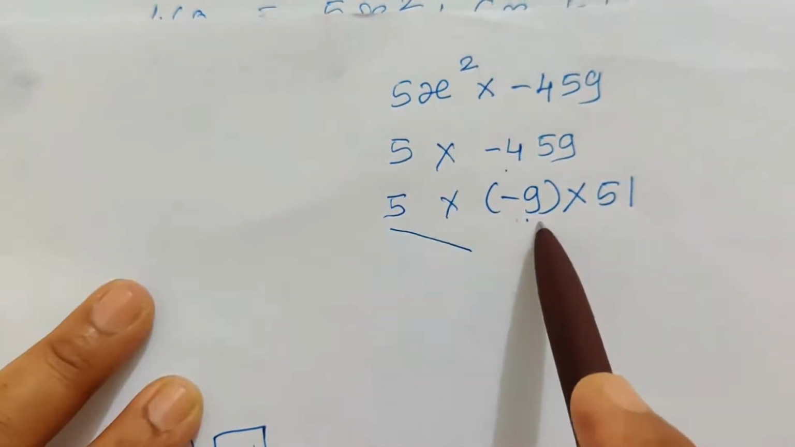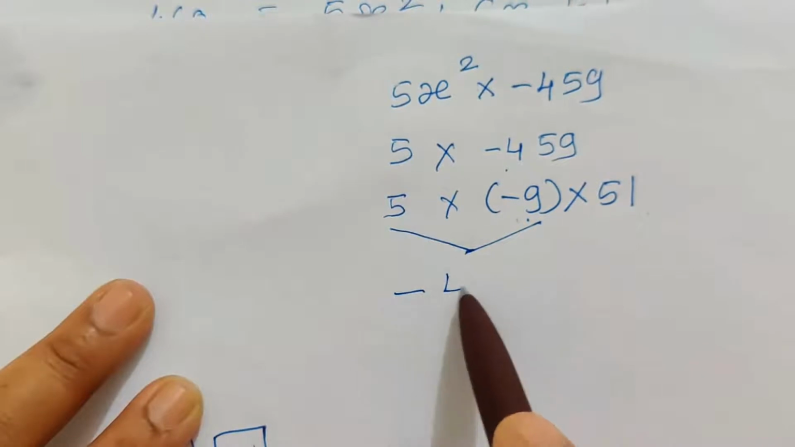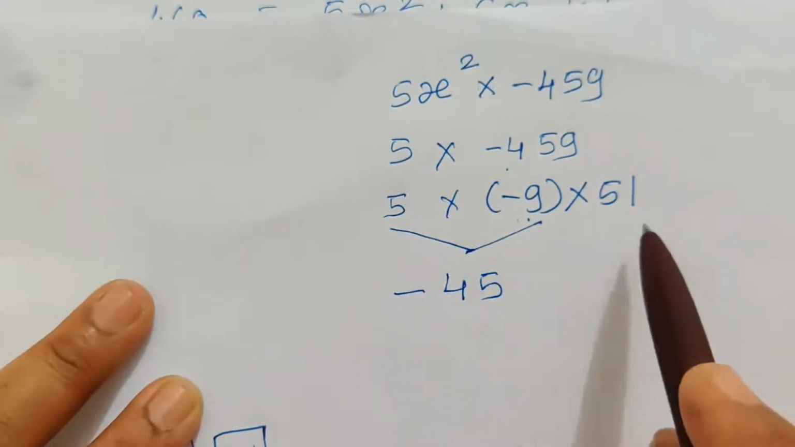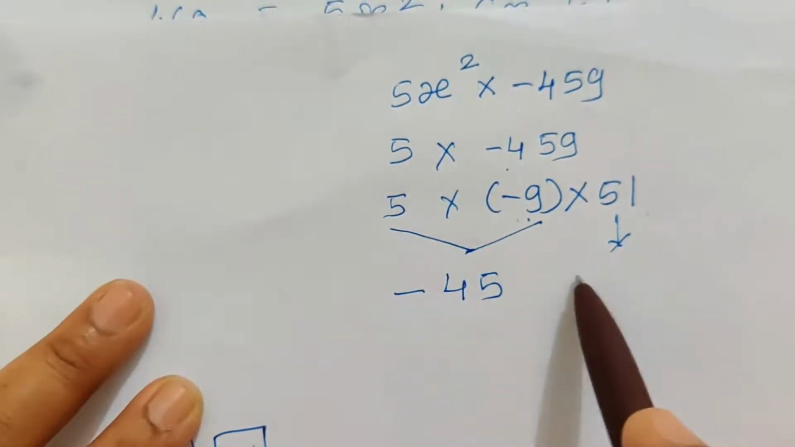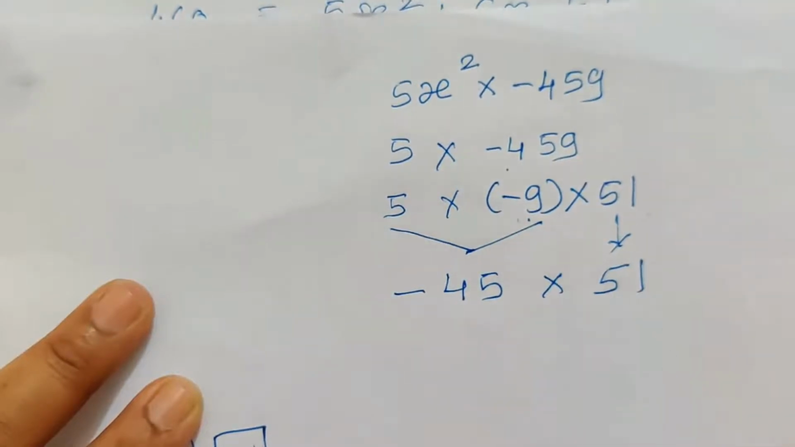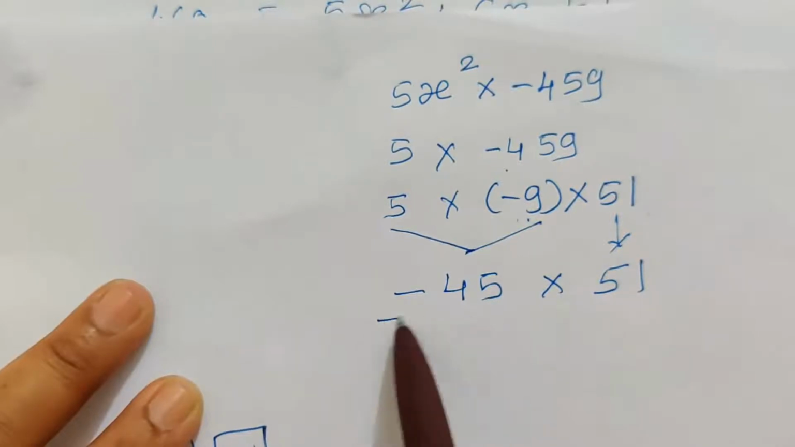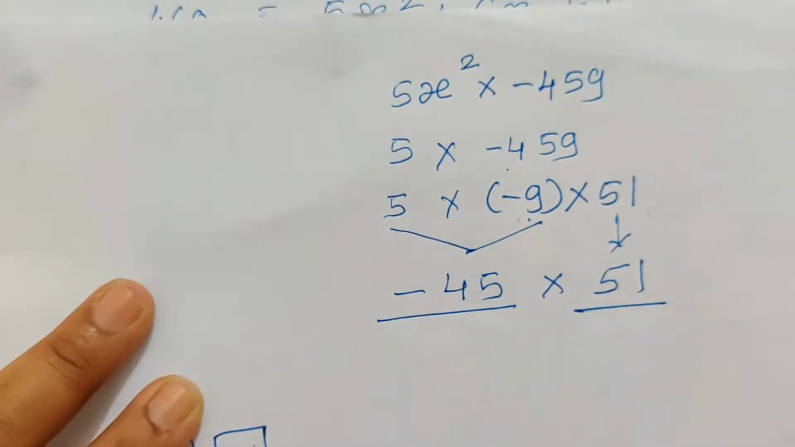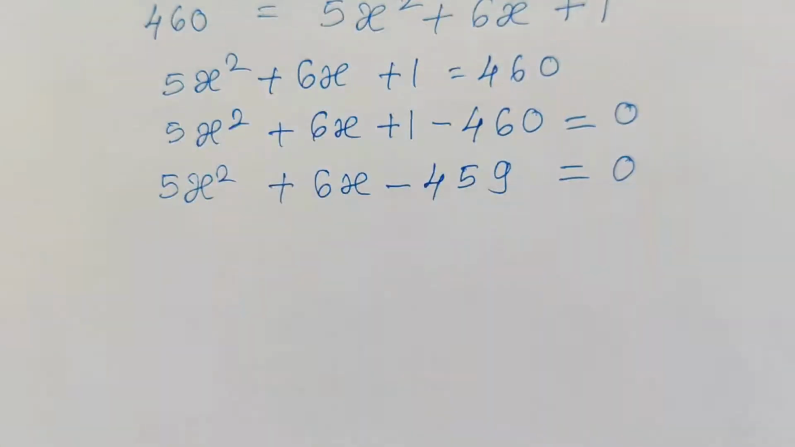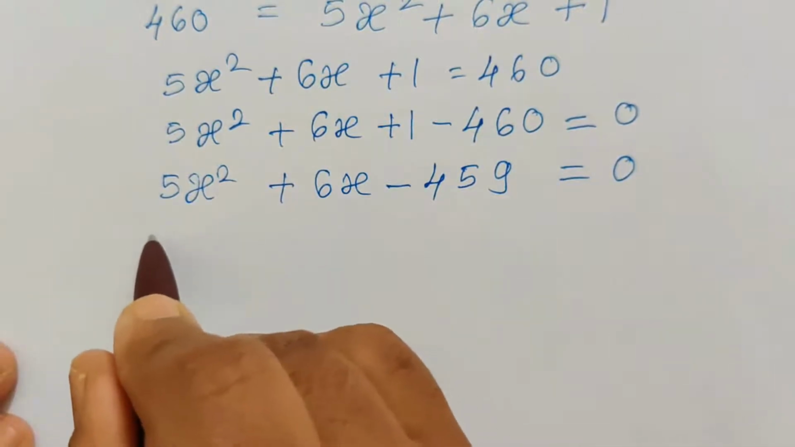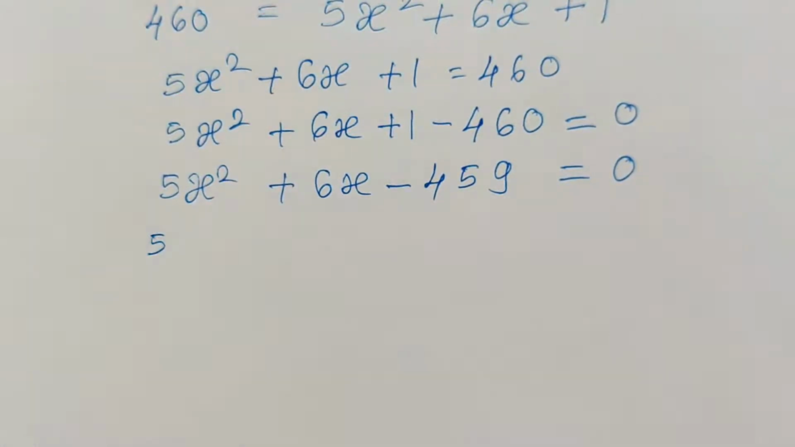Now these two numbers give you the product minus 459: 5 9s are 45, and this will give you 51. So the two numbers which we are getting are minus 45 and 51. And so we will split the middle term with that, because for minus 45 and 51, the sum is plus 6.